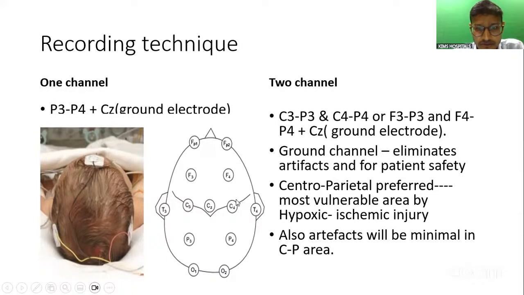The most commonly used sites are C3, P3 and C4, P4, because this is the area most vulnerable during a hypoxic or any ischemic event, and it is closer to the scalp, which helps in early pickup of the electrical activity. Then we have Z. The Z electrode is the ground channel, which eliminates artifacts and is for patient safety. So the most commonly used areas are C3, P3 and C4, P4.